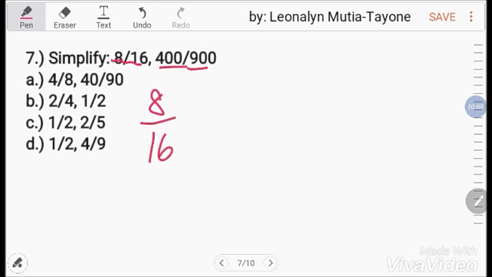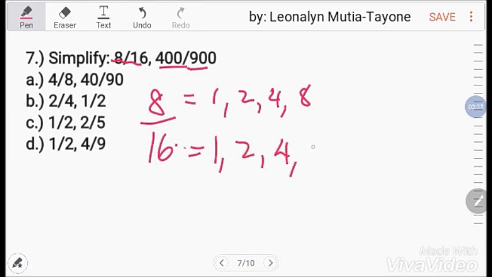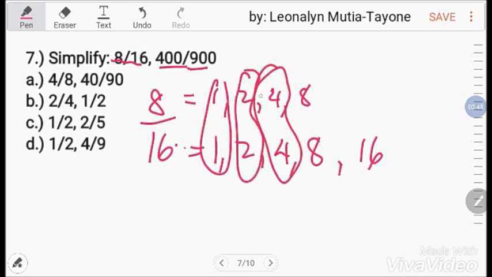Si 8 over 16, simplify mo, ay hanapan mo siya ng greatest common factor at yun ang i-divide mo sa dalawa para makuha mo ang pinaka-least na simple fraction ng dalawa. Ilatag natin lahat ng factors: 1, 2, 4, and 8. Si 16 naman, 1, 2, 4, 8, and 16. So, ito yung common factors niya, and 8 ang greatest common factor niya.